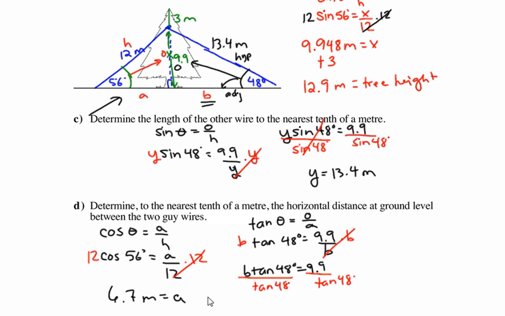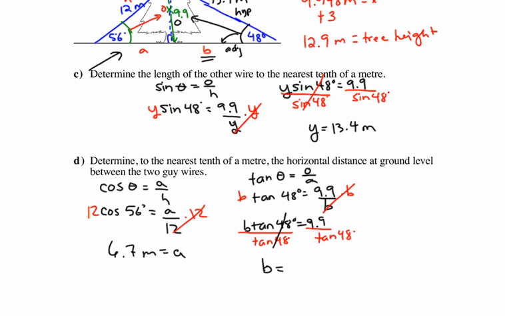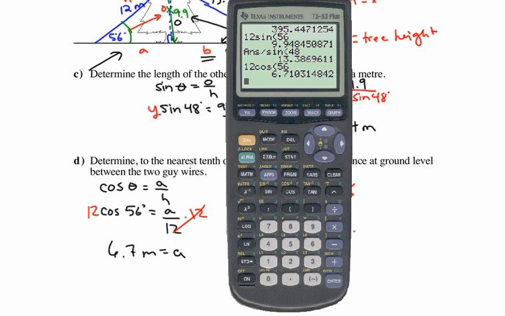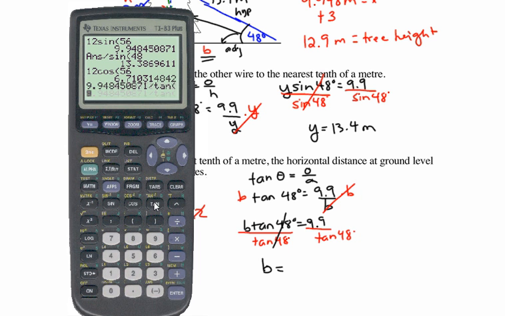Really, we're solving everything there is to know about this triangle here, hey? We know it all after we're done. So B is equal to 9.9, which is actually 9.948450871, and we should use our exact values, divided by tan of 48. That gives me, to the nearest tenth, 9.0.